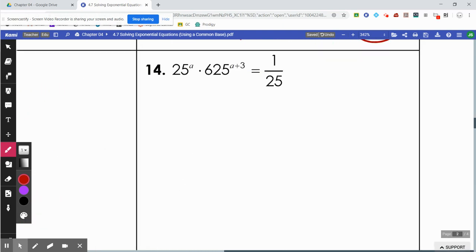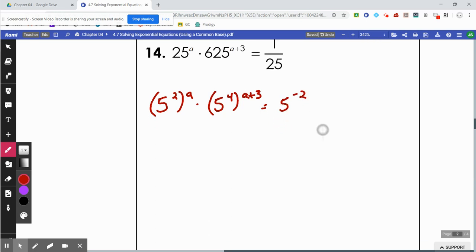25, 625, and 1 over 25. 25 is a base 5 number, so we can write it as 5 squared raised to the a. 625 would be 5 times 5 is 25, times 5 is 125, that'd be 5 to the 4th power, raised to the a plus 3 power, equals 1 over 25, which would be 5 to the negative 2 power.